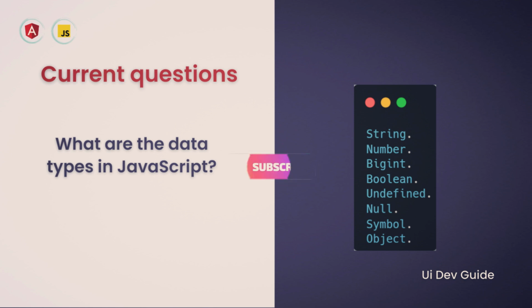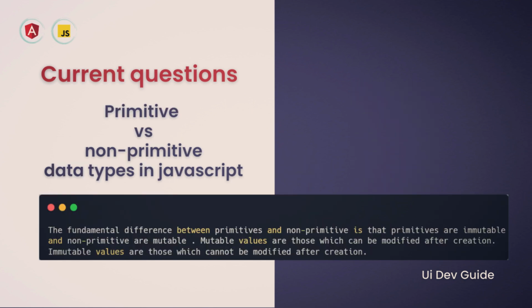Okay. So what do you mean by primitive and non-primitive? Primitive means these are all standard values, related to values only. For example, number, string, boolean, these are all related to values only. Whenever you create a variable by using primitive data types, the memory will be allocated.